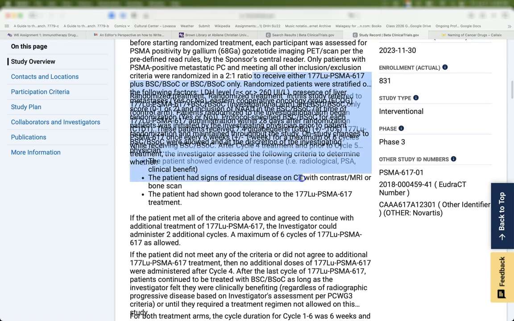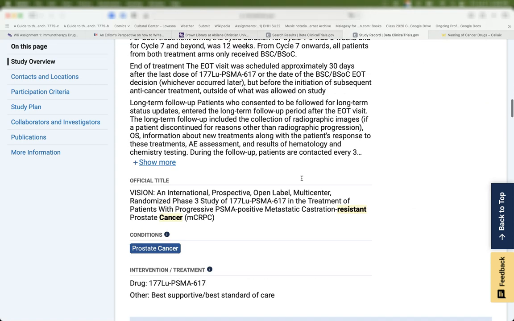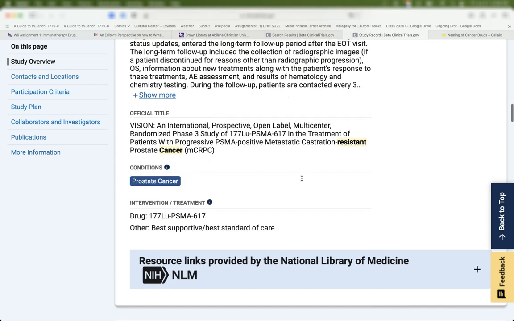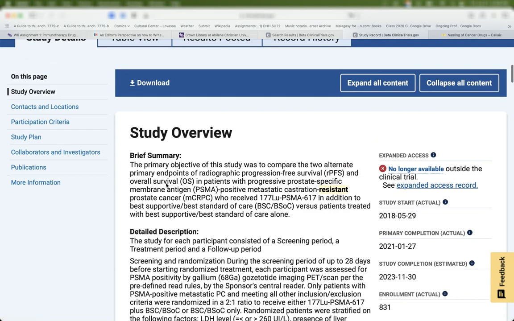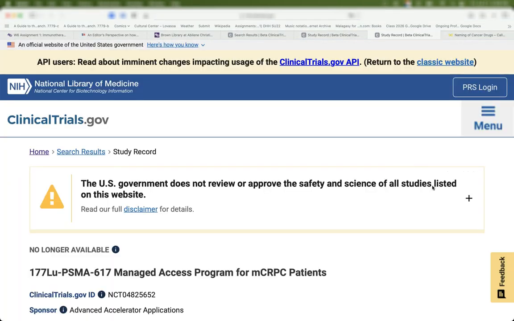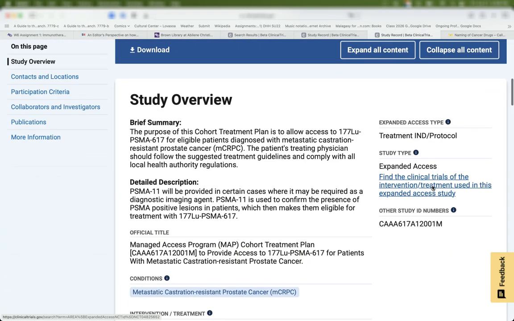This text is a little jumbled up, which is not a problem. You can always copy and paste that to something else, or go to another site to look at the description of this. So for this particular study, we see that there is an expanded access record, and that gives us a little bit more information about that. And we see that they were, in certain cases, providing this.